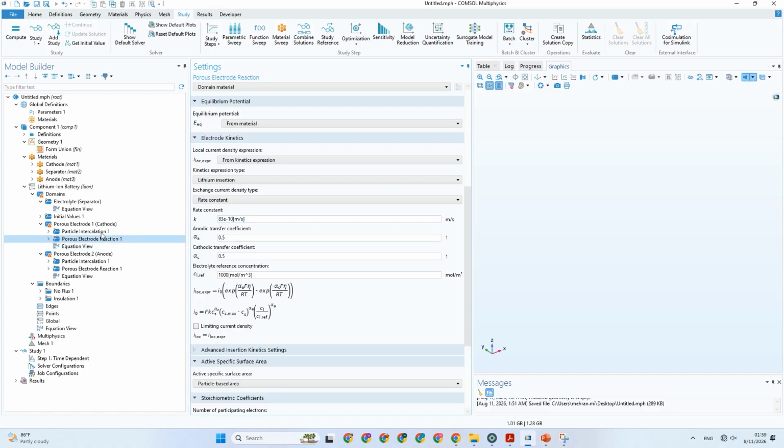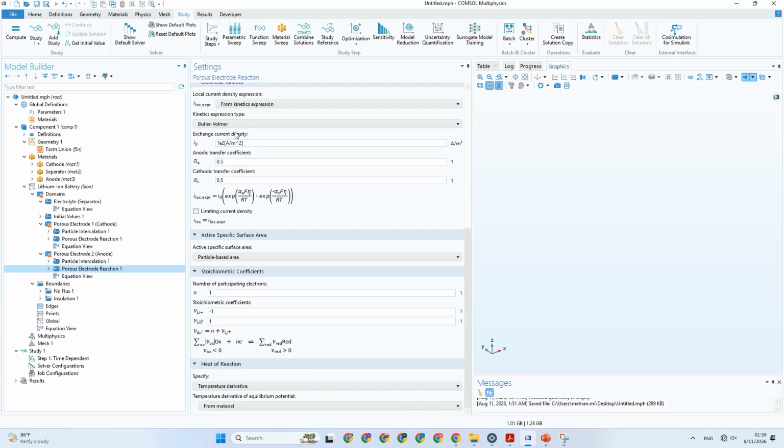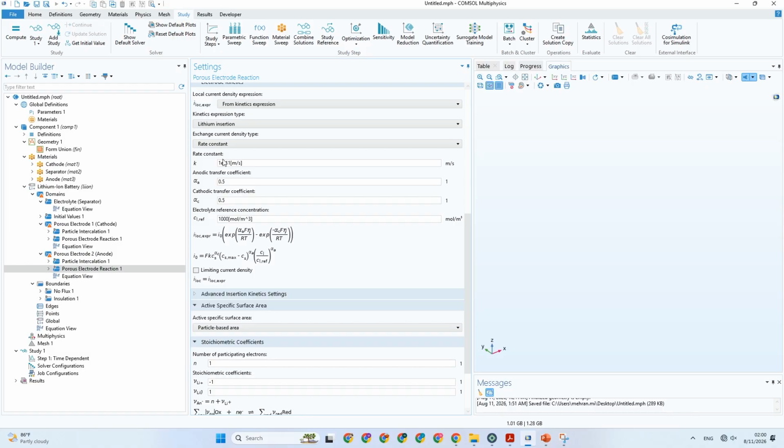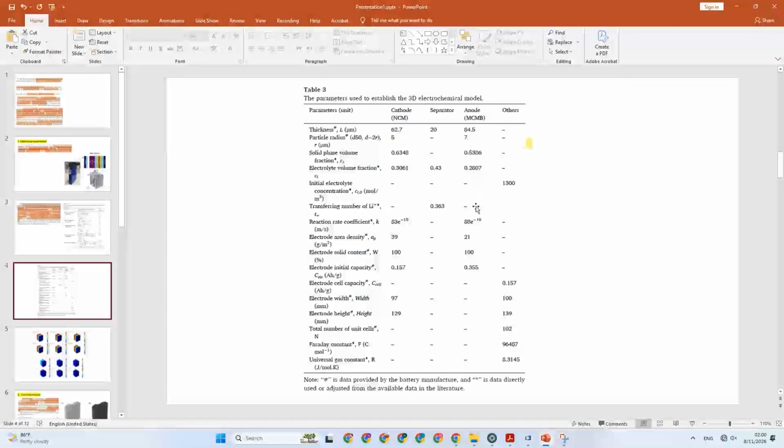It's for cathode, and for anode it is, okay. This is for anode. It is 88 e minus 10.